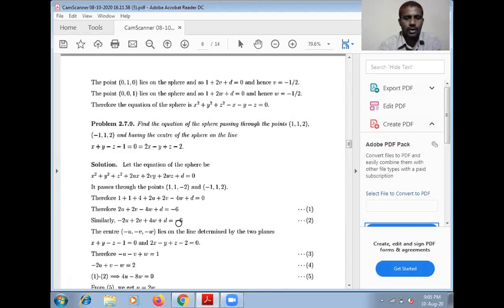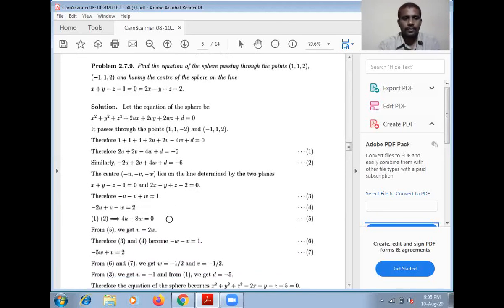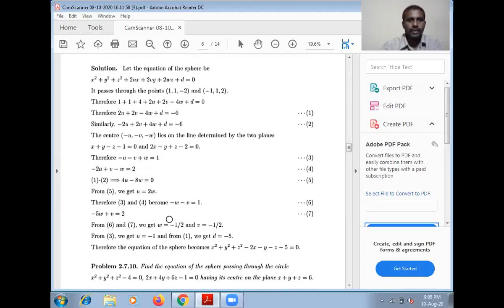So now we get 4 equations in u, v, w, d. Now solve equation 1 and equation 2. I am doing 1 minus 2. So 2u minus of minus 2u gives 4u. 2v minus 2v cancel. Minus 4w minus of 4w gives minus 8w. Plus d and the constants also cancel. So 4u minus 8w equal to 0.